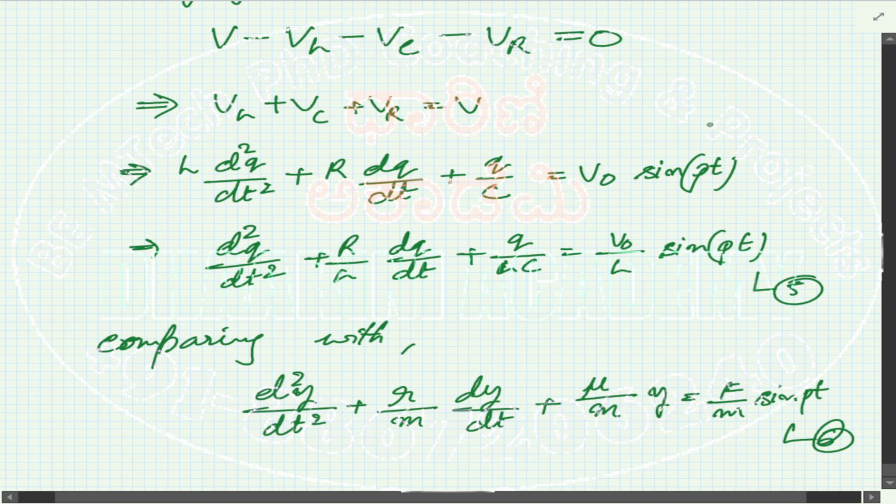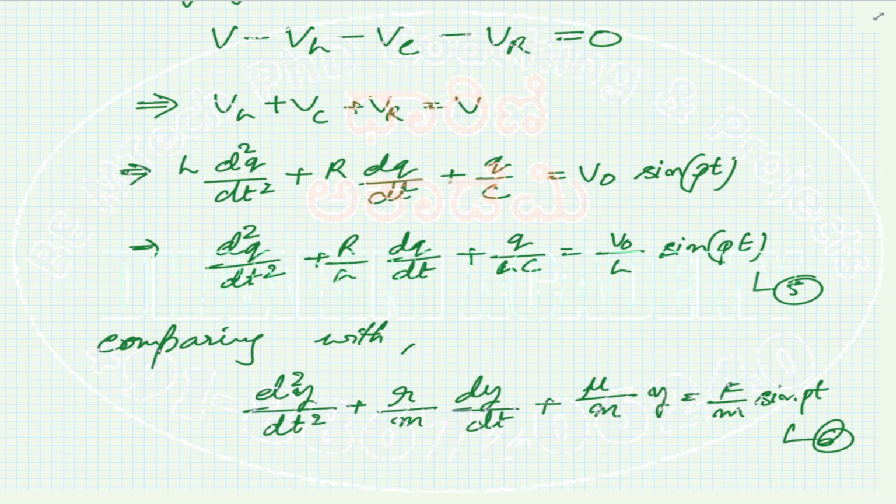Now we substitute the values from the previous equations: L into d square Q by dt square plus R dq by dt plus Q by C is equal to V naught sine pt. We divide the equation by L so that the first term becomes only d square Q by dt square, plus R by L dq by dt, and the next term becomes Q by LC, which is equal to V naught by L into sine pt. This is equation 5, the governing equation for an electric circuit with a series connection of R, L and C.